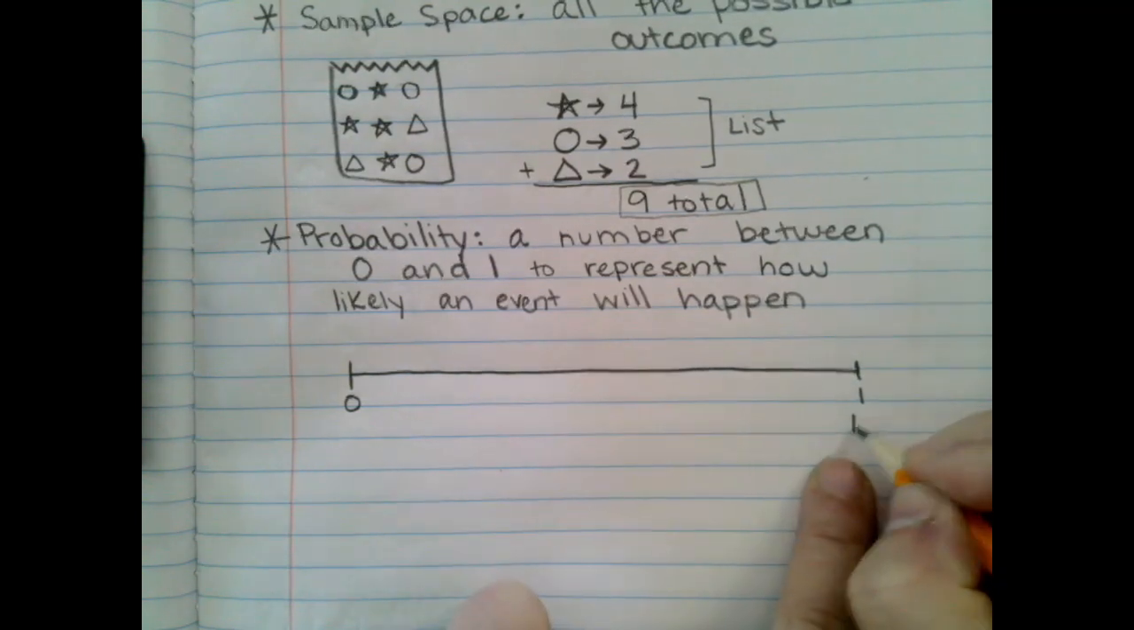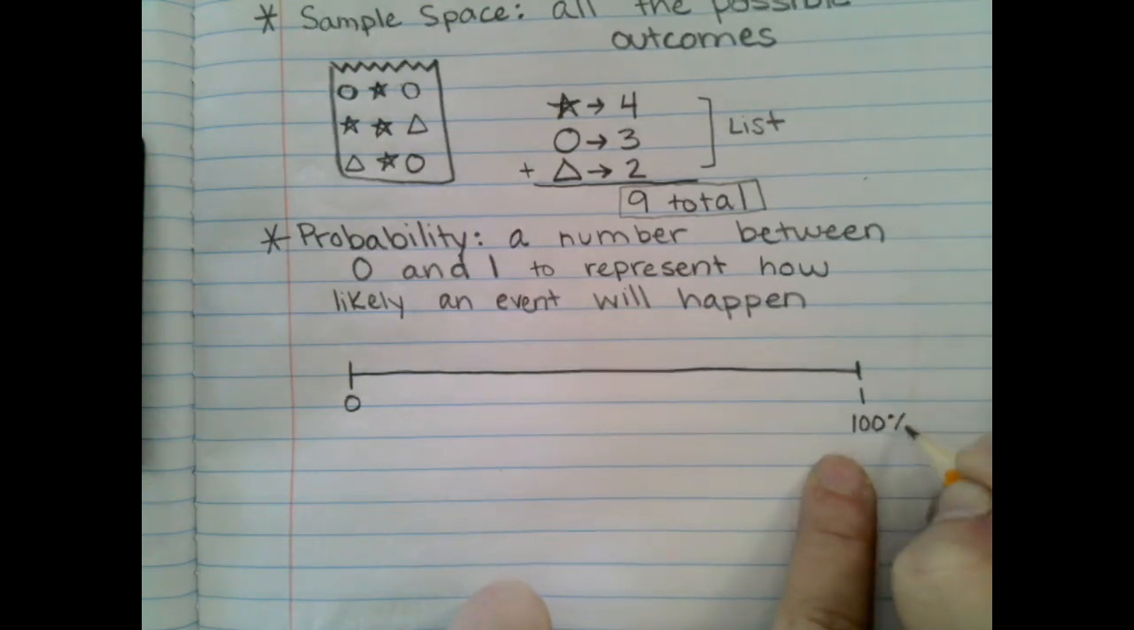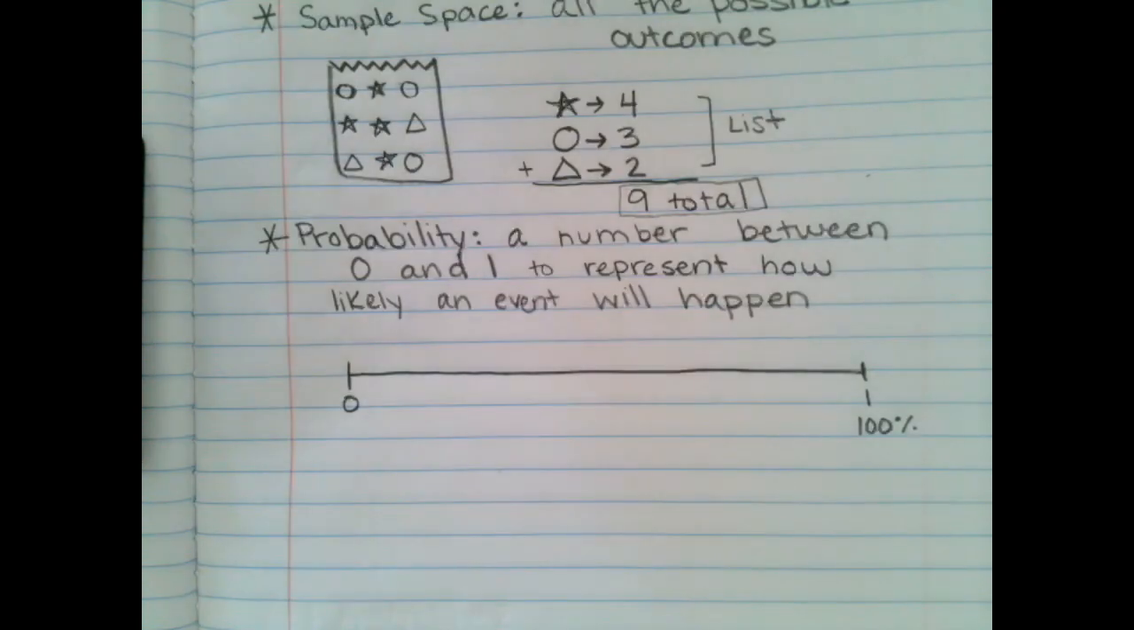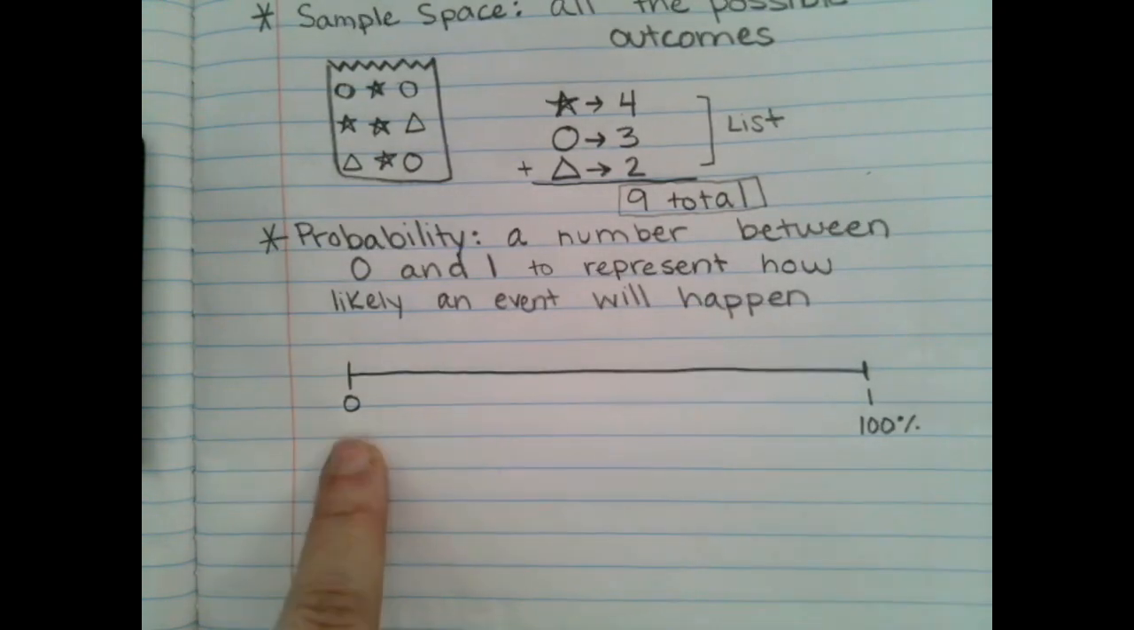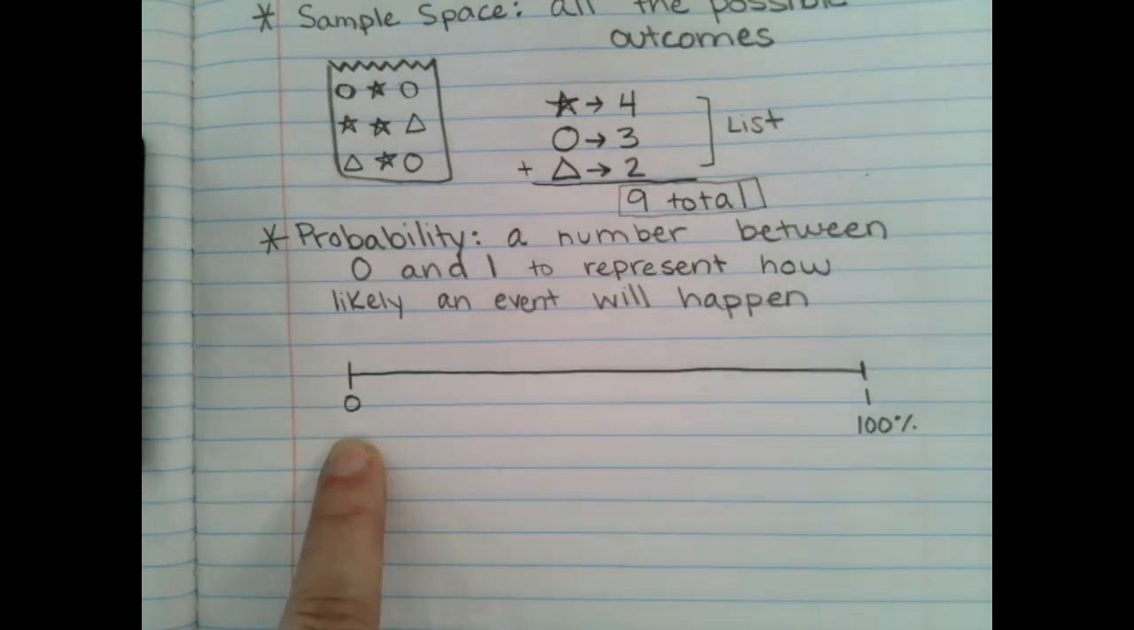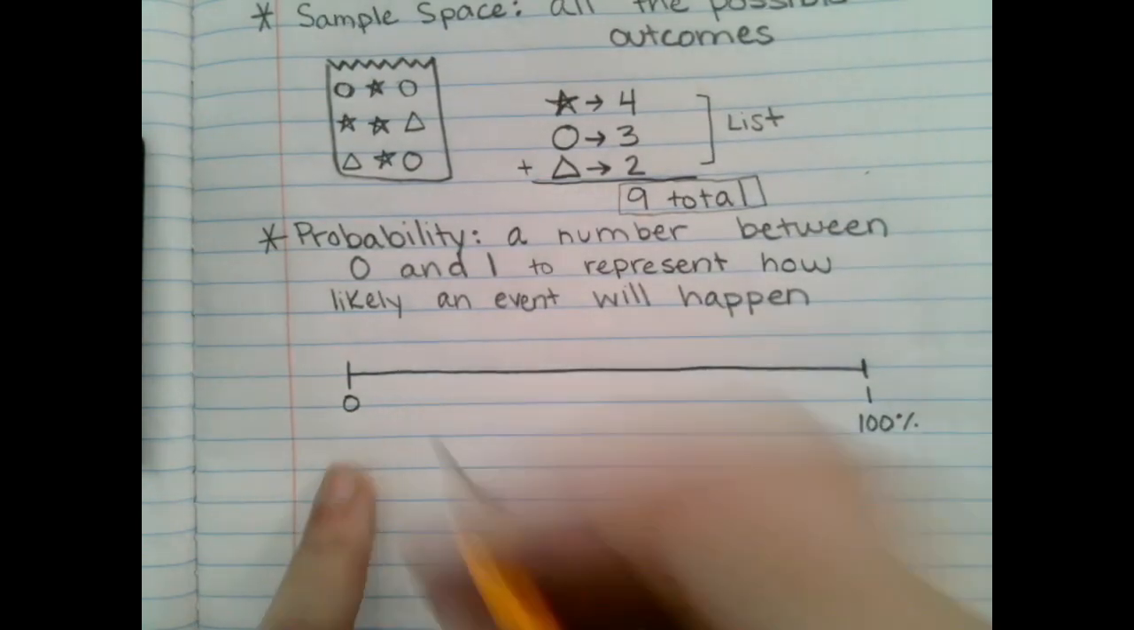100%, yeah. So the highest percent we can technically go is 100%. Okay, 100%. The lowest we can go is 0. What percent is 0? 0%.